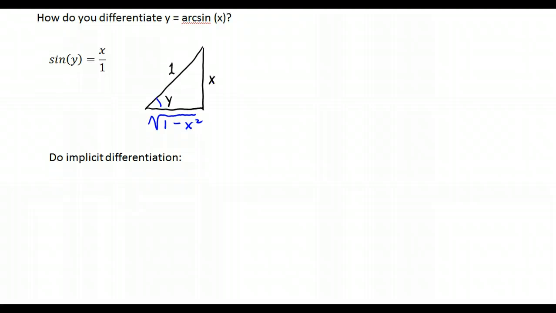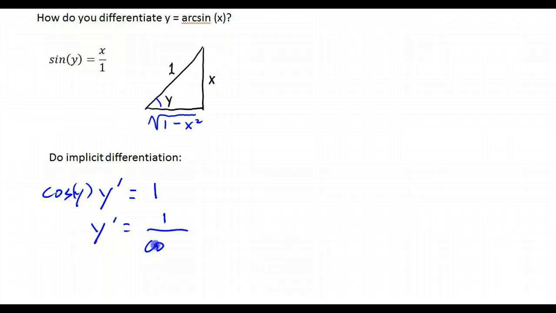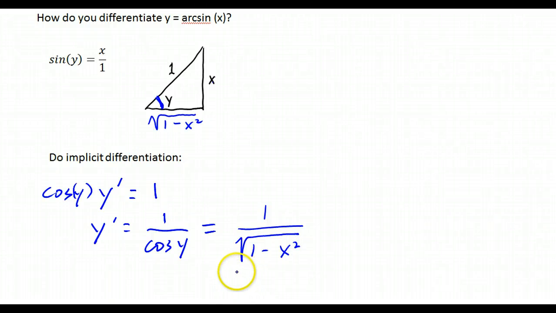So let's do implicit differentiation. The derivative of the sine of y is cosine y, and since that's a function in terms of y, we're going to multiply by y prime, and the derivative of x over 1 is 1. Solving for y prime, I get 1 over the cosine of angle y. Well, looking back at our triangle here, cosine of angle y is the adjacent side over the hypotenuse. That's the square root of 1 minus x squared over 1. And we have just figured out the derivative of the inverse sine, or the arcsine of x. It's 1 over the square root of 1 minus x squared.